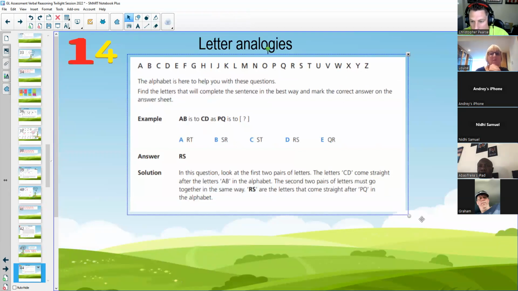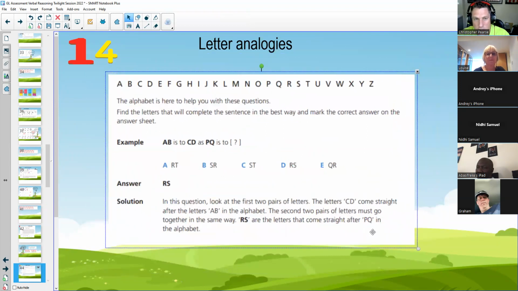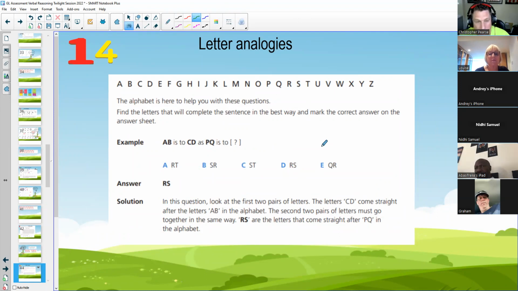So another code related question. I won't spend too long on these because they're actually quite similar to the double letter series that we saw. But there are some things to be conscious of. A word analogy would work like this: if I said car is to road as train is to track, it's all about establishing a relationship, not necessarily a sequence like we saw earlier.